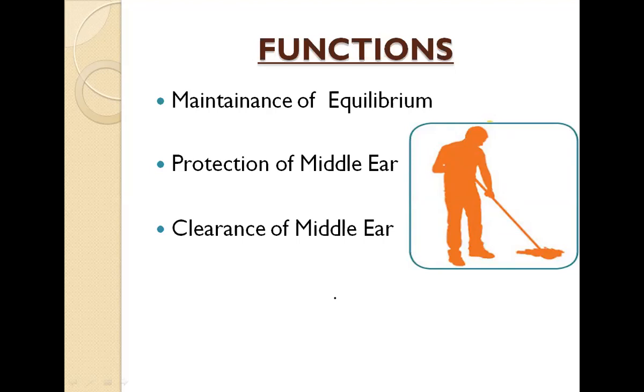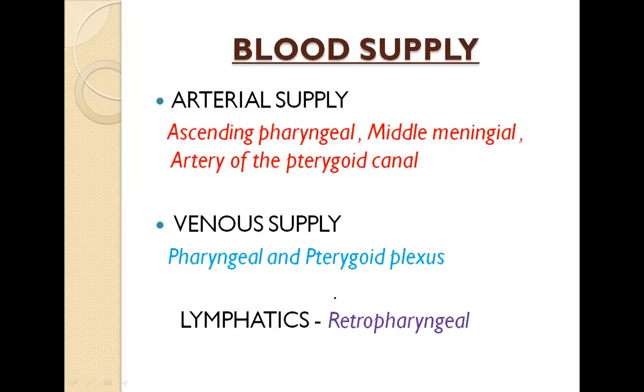So how does it clear? The cilia present in the auditory tube will be continuously beating in the direction of the nasopharynx. Hence, the secretions secreted in the middle ear cavity are continuously beaten by the cilia into the nasopharynx. It prevents the accumulation of the secretions in the middle ear cavity. It keeps on beating these secretions into the nasopharynx.